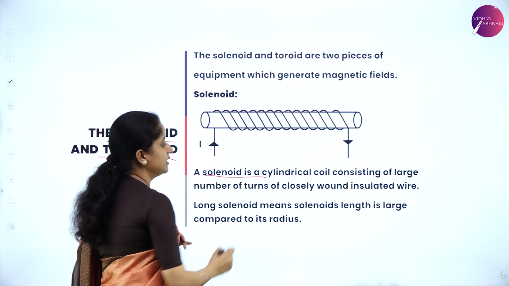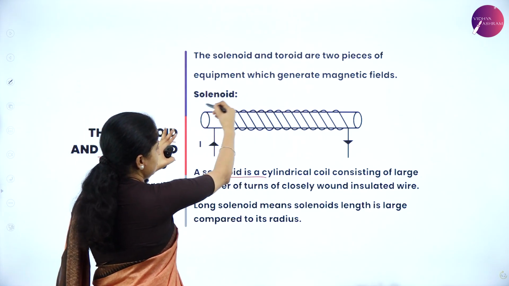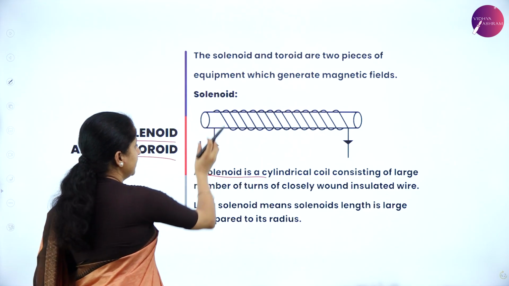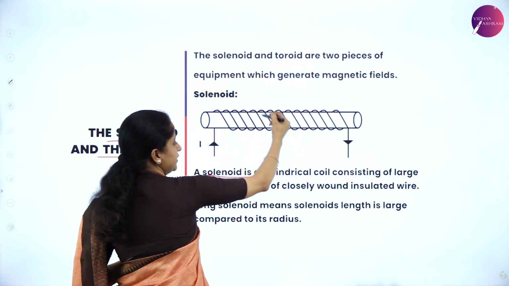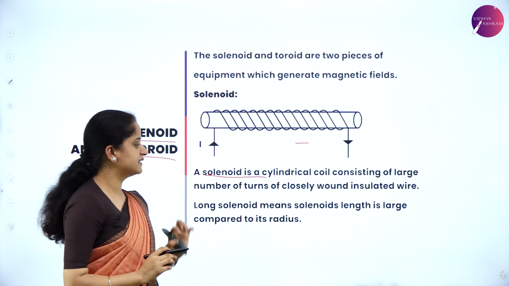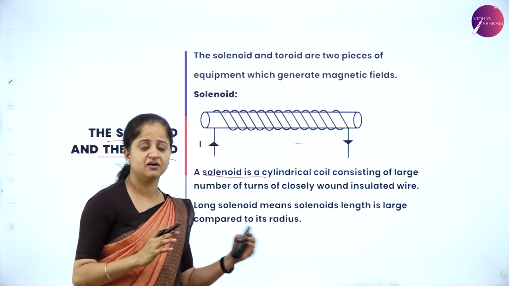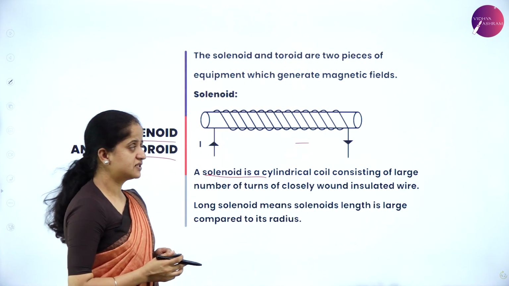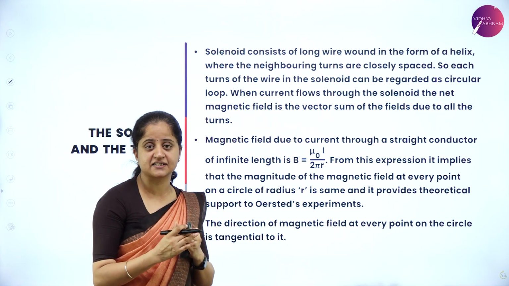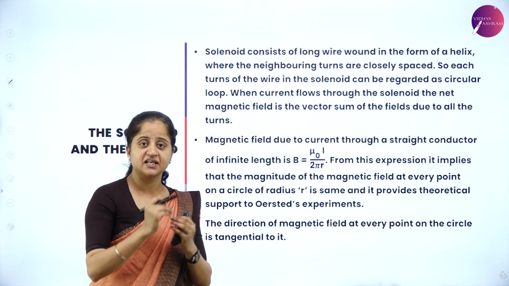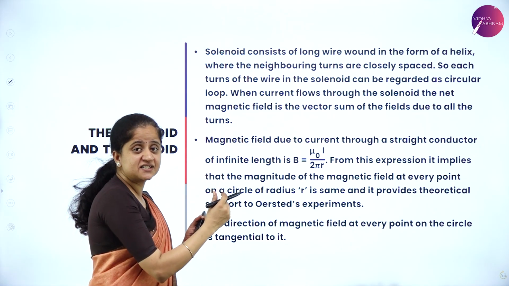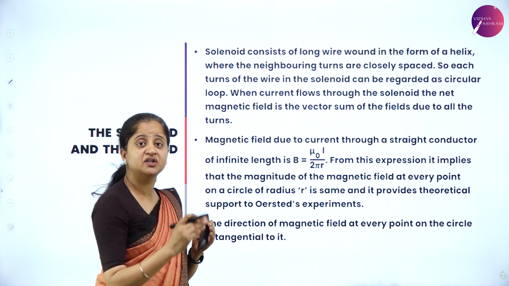A solenoid is nothing but a cylindrical coil which consists of n number of turns of closely wound insulated wire. You can observe here, this is a wire which is closely wound on the cylindrical coil. So this is called a solenoid, and a long solenoid is nothing but a solenoid whose length is very large. So this solenoid consists of a long wire which is wound in the form of a helix. Since there are n number of turns, each turn is closely spaced with the neighboring turn, and each turn is regarded as a circular loop.